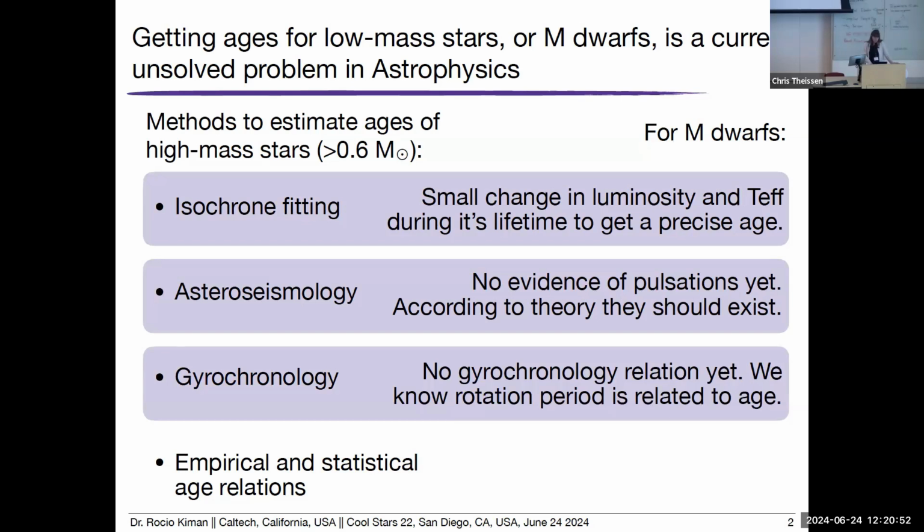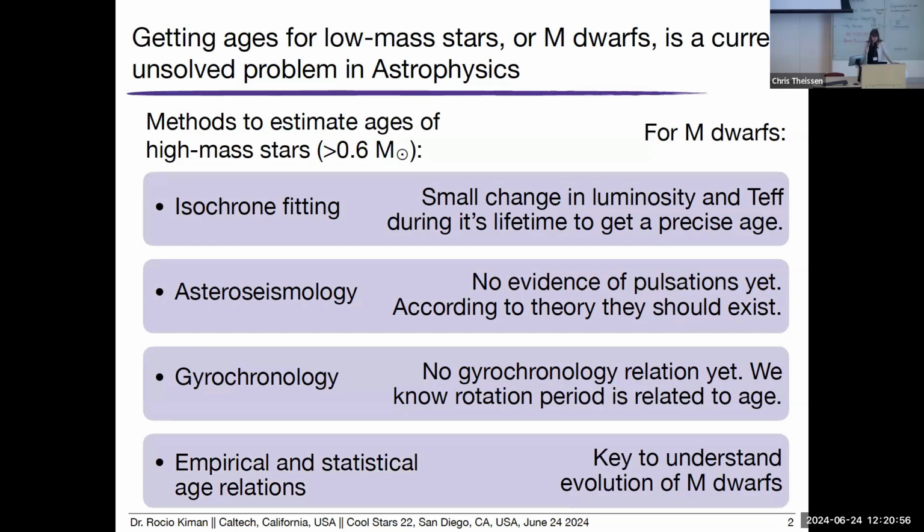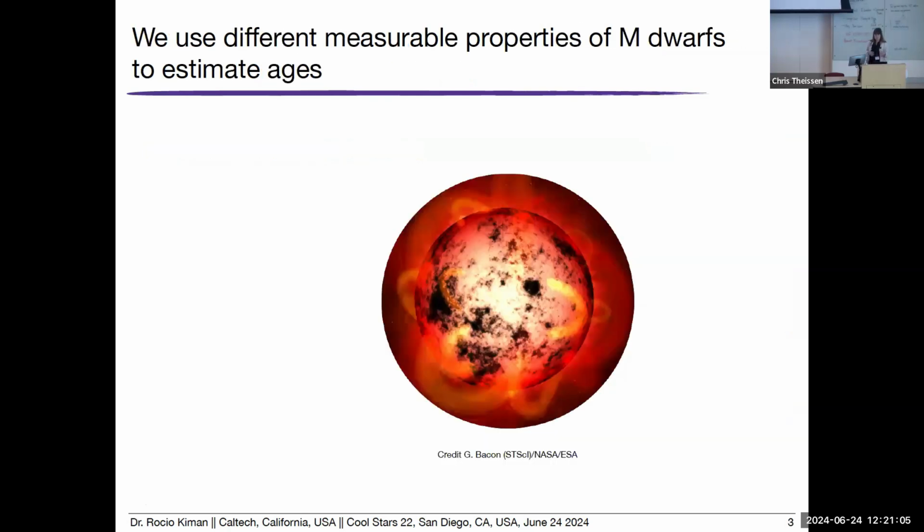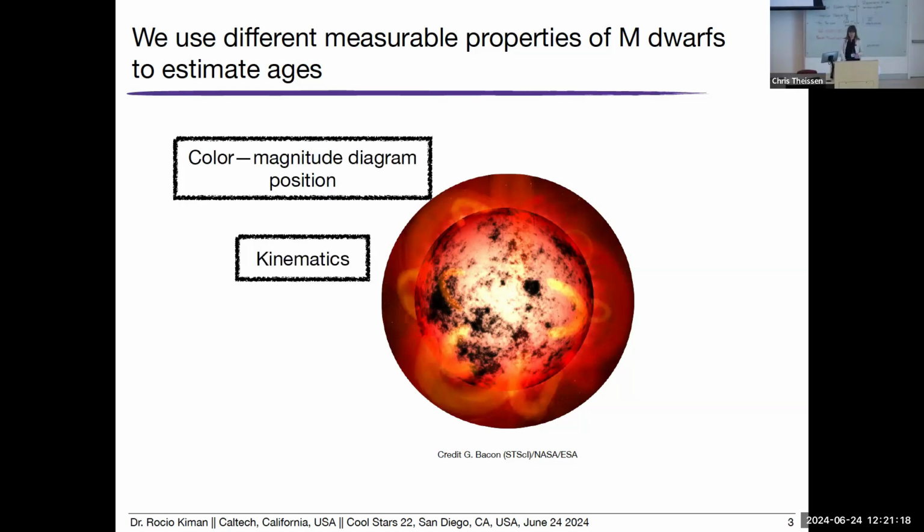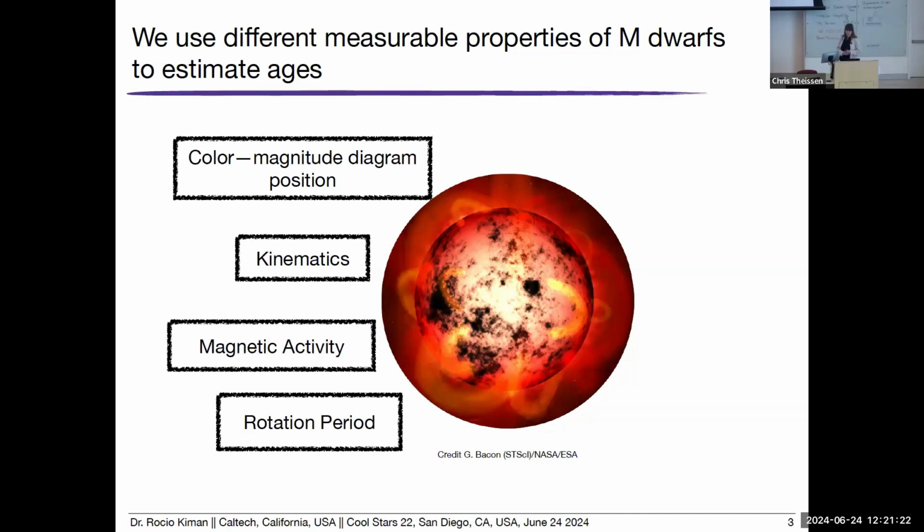And then we are left with empirical and statistical age relations, which are key to understand the evolution of M dwarfs. And what do I mean by empirical and statistical age relations? I mean using different properties, and this is what I do in general, different properties that are correlated with age to estimate an age of an M dwarf. These properties can be such as color magnitude diagram position, kinematics, magnetic activity, and rotation periods, for example.